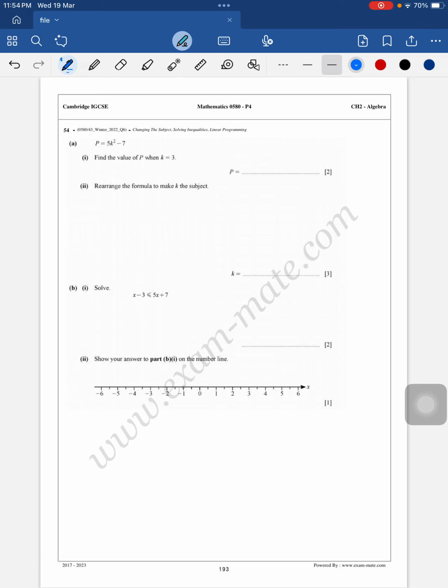Moving towards question number 54. We have p equals 5k squared minus 7, and the value of p when k equals 3. So p equals 5 times 3 the whole squared minus 7. 3 squared is 9, 9 fives are 45, 45 minus 7, that is 38. Rearrange the formula to make k the subject. So p minus 7 goes over there, plus 7 equals 5k squared. k squared equals (p plus 7) upon 5. So taking the square root, k equals the square root of (p plus 7) upon 5.